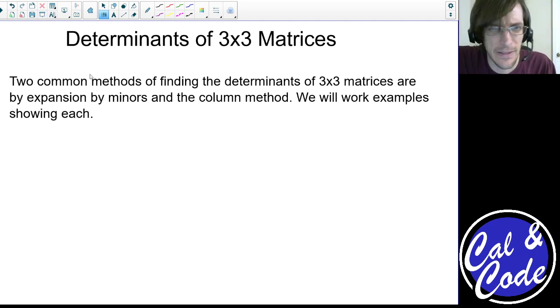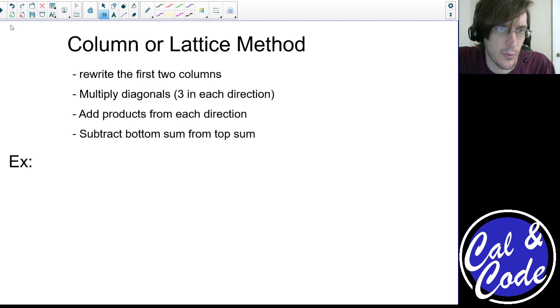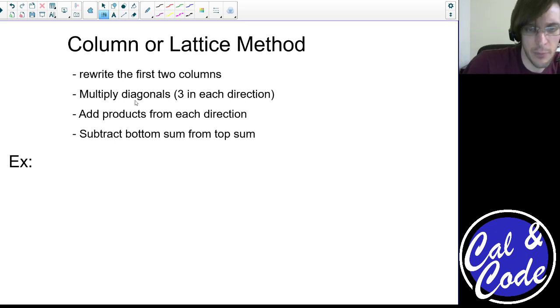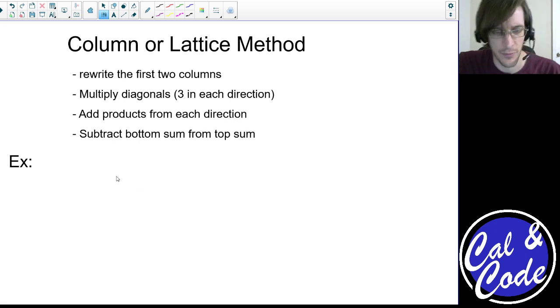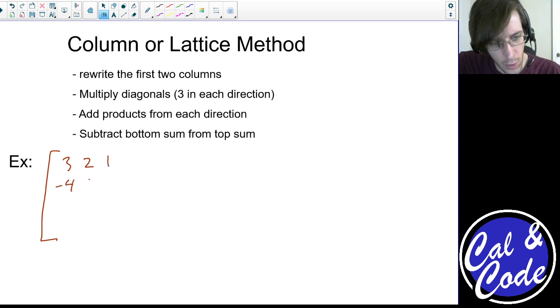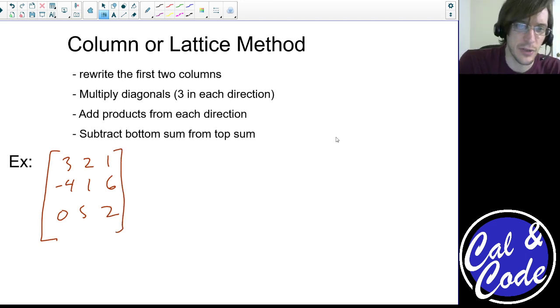All right, how can I find the determinant of a 3 by 3 matrix? Well, there are two common methods to find that. One of them is called expansion by minors, and one of them is the column method, or the lattice method. I'm going to work some examples both ways. This is the column or lattice method. What we do is we rewrite the first two columns, we multiply the diagonals, we add the products from each direction, and we subtract the bottom sum from the top sum. So here's an example: 3, 2, 1, negative 4, 1, 6, 0, 5, 2. There's my 3 by 3 matrix.